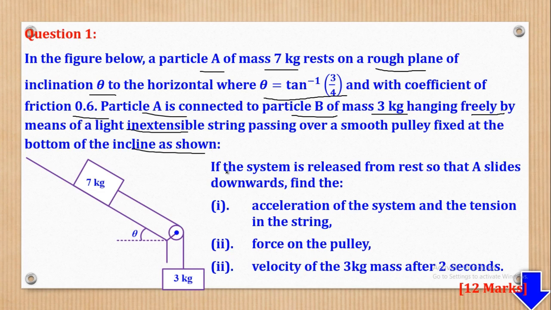Here they say that if the system is released from rest so that A slides downwards, find (i) the acceleration of the system and the tension in the string, (ii) the force on the pulley, and (iii) the velocity of the 3 kilogram mass after 2 seconds.